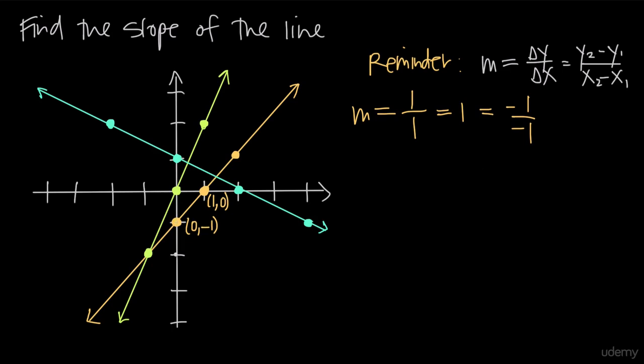I can go down in the negative direction of the y-axis 1 unit and then over to the left in the negative direction of the x-axis 1 unit. So -1 gets me to another point on the line.